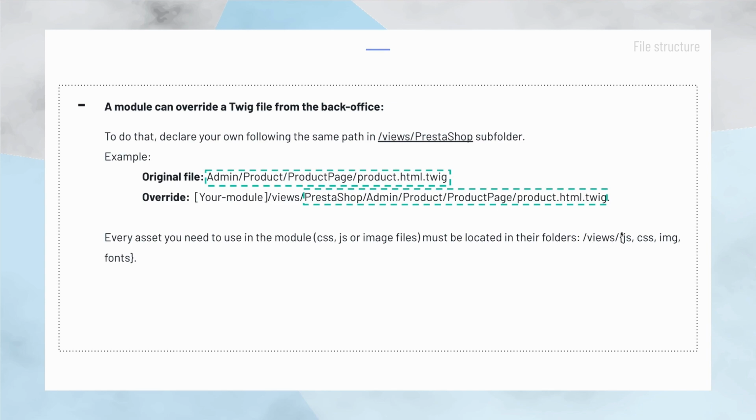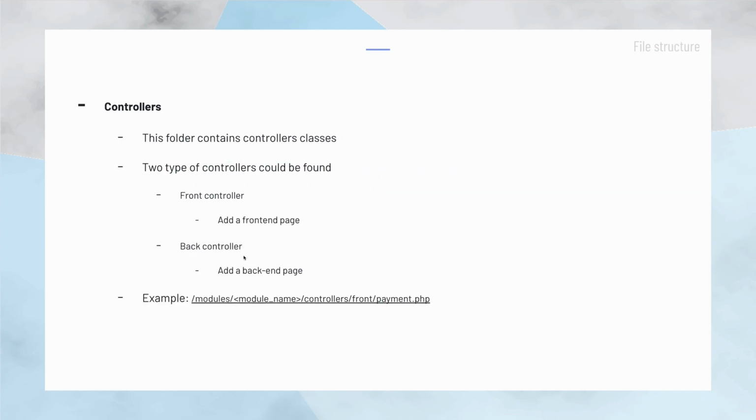So for example, in views, we should have another directory called JavaScript or JS, CSS, IMG, etc. Right? So you get the point. Now let's move on to controllers.